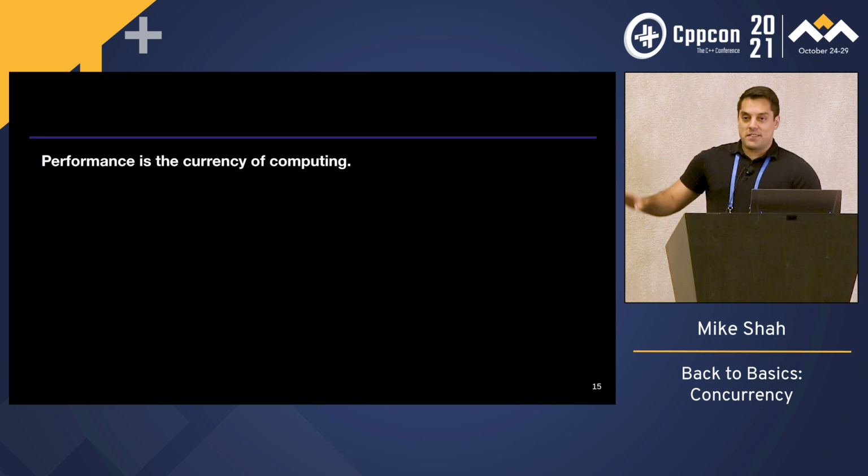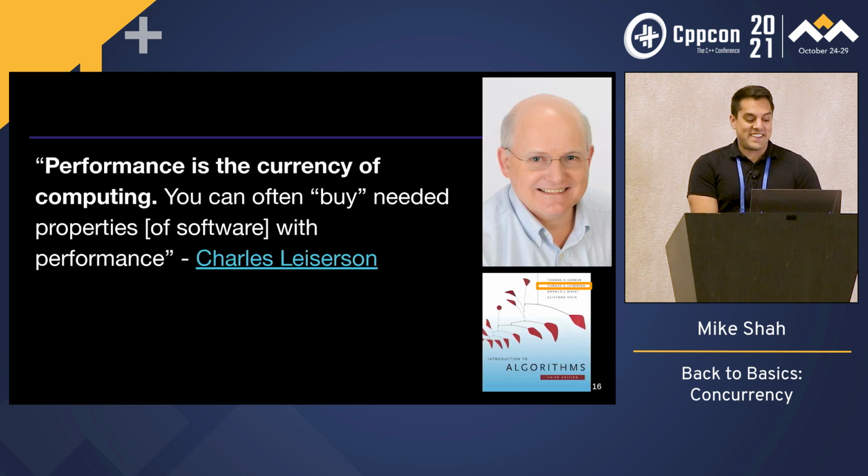And one of the things I think about is this idea that performance is the currency of computing. It's a really nice phrase, and I can't take credit for it. There's wisdom beyond me here. But this is from Charles Leiserson, so maybe you've read his book or seen him at MIT, but he says you can often buy needed properties of software with performance. So concurrency is one way that we can get improved performance in our software and do neat things, whether that means better graphics, more responsive, more of something, or more efficient usage of some resource.